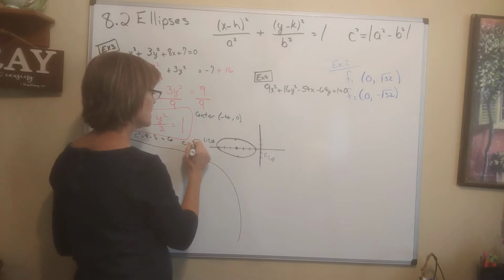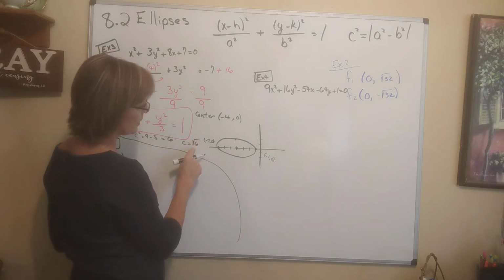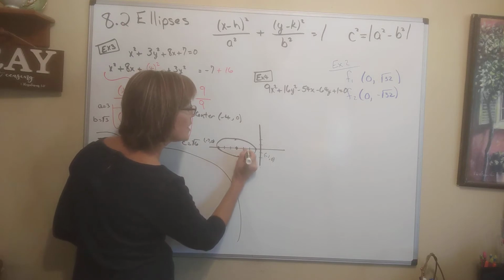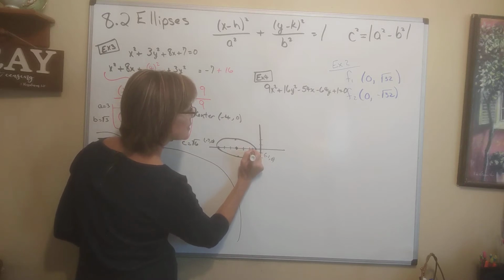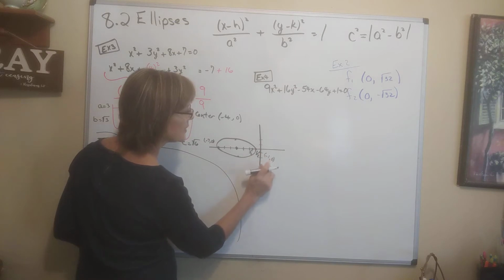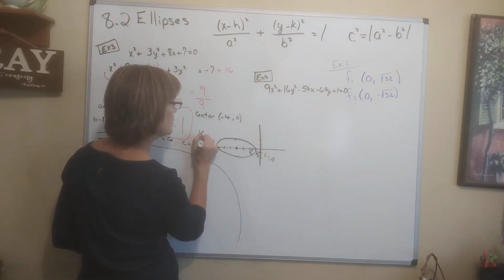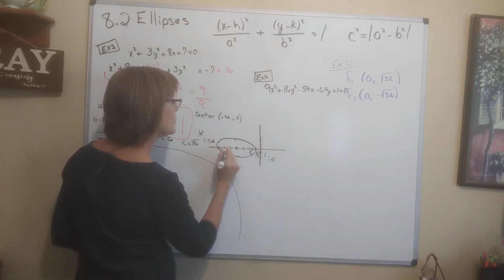So square root of 6 is somewhere between 2, because 2 squared is 4, and 3, because 3 squared is 9. So it's 2 point something. So from the center, we're going to go 1, 2 point something, and this will be a vertex. So let's label this one F2, and this is the vertex V2. This is the vertex V1. So we're going to 1, 2 point something.